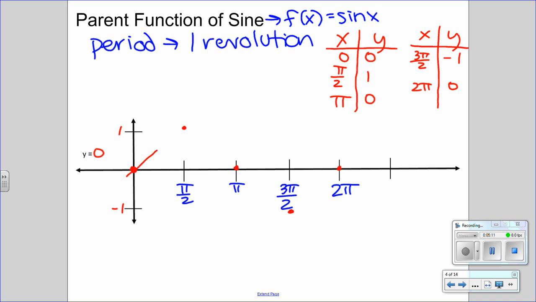So my graph, and I apologize, this isn't going to be as pretty as if I could write on the board, makes this kind of S-curve.